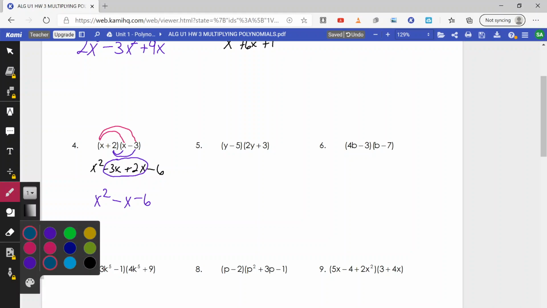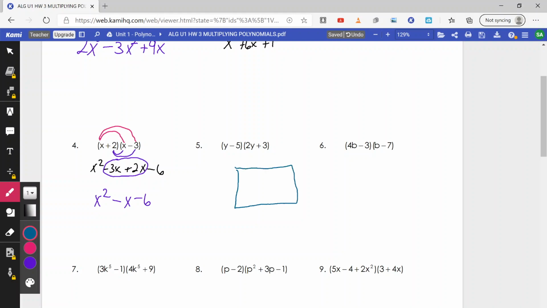If I were to use the box method, let's take a look at number 5 here, box method. What we want to do is we make a nice little box. And what's inside one parentheses we'll put along this side, and whatever's in the other parentheses we'll put along the top. So I'll put y and minus 5 along the side of this box here, and 2y and a positive 3. And I'm going to separate it so that I have 4 different boxes.